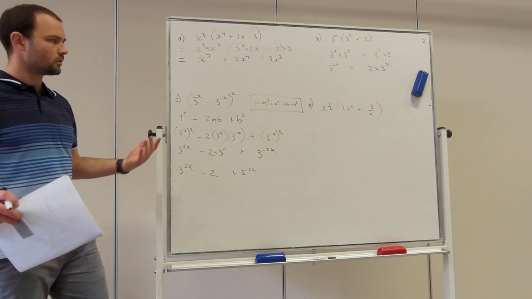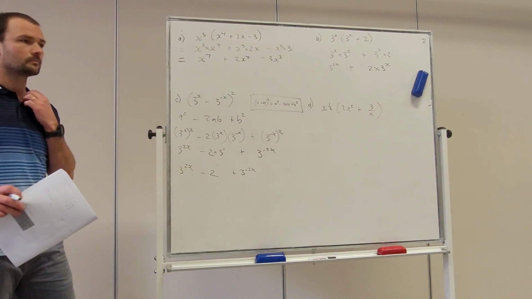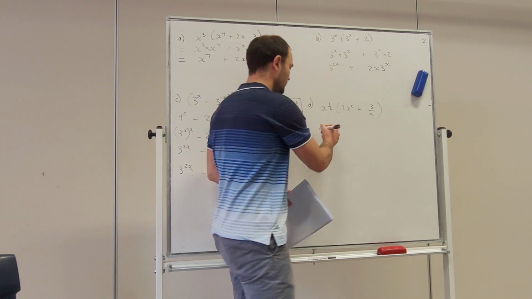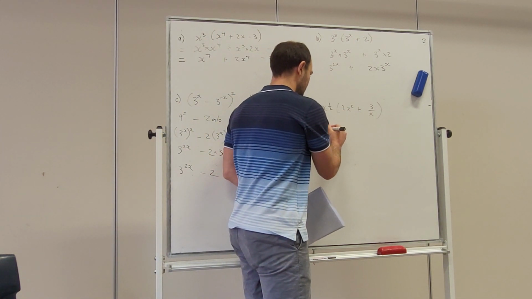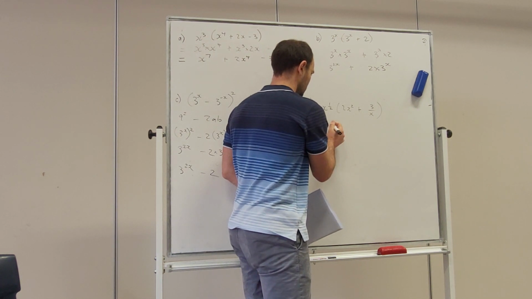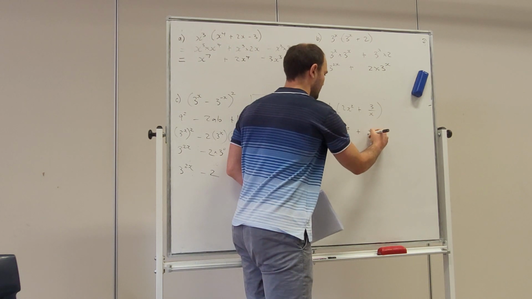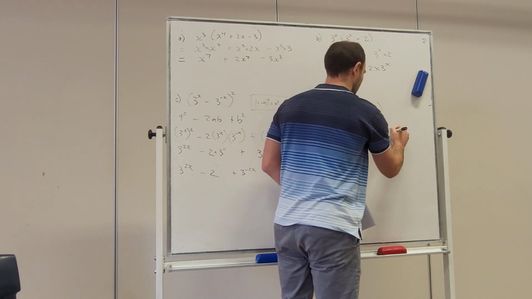This is just a distributive law. So x to the half times 2x squared. I'm going to write it out like this. X to the half times 2x squared. And then x to the half times 3 on x.